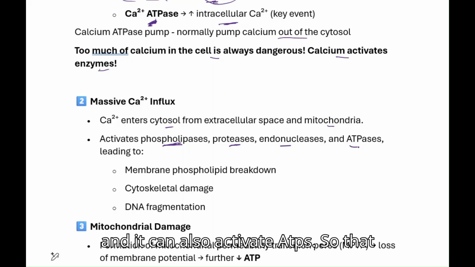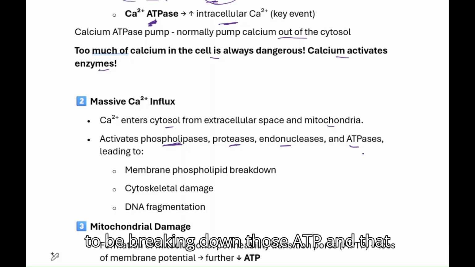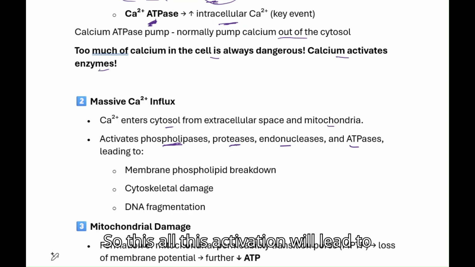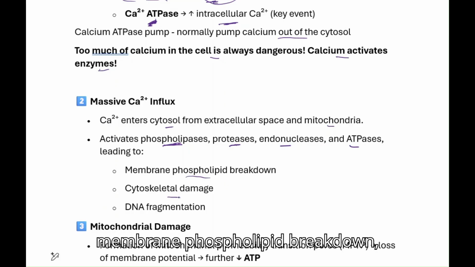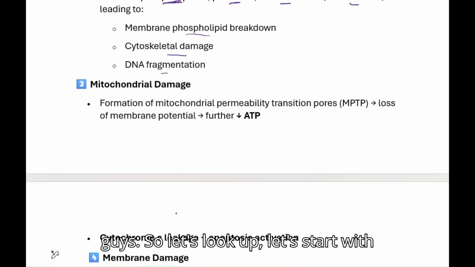And it can also activate ATPase. So that means ATPase is an enzyme that is going to be breaking down ATP, and that will lead to further depletion of ATP. So all this activation will lead to membrane phospholipid breakdown, cytoskeleton damage, and DNA fragmentation. All these are irreversible, guys.